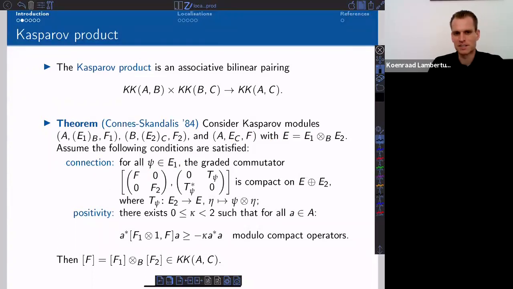These connection and positivity conditions more or less compare the operator F with both F1 and F2. So the connection condition compares F with F2. Very roughly speaking, it says that if you restrict F to the E2 part, the second part in the tensor product here, then it has to be more or less comparable with F2. And in this talk, I will mostly focus on the positivity condition. The positivity condition requires this commutator or anti-commutator of F1 with F to be positive modulo compact operators, or to be more precise, it doesn't have to be strictly greater than 0, but it can allow this minus kappa here as well.